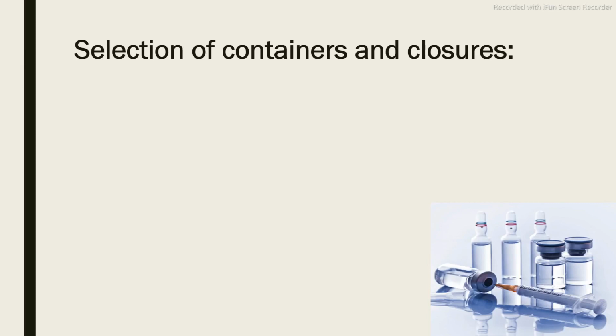Next point: selection of container and closure for the parenteral. Here in this image you can see different types of containers available for parenteral administration. The container which is standing upright is called the ampoule, and next to it, closed by the rubber closure, is called the vial. So ampoules and vials are the widely used small volume parenterals for administration.